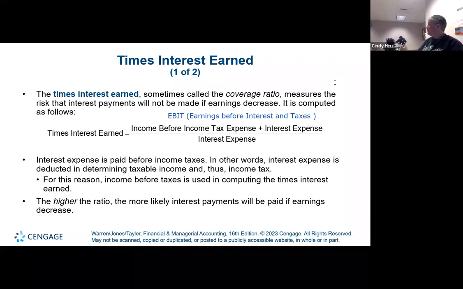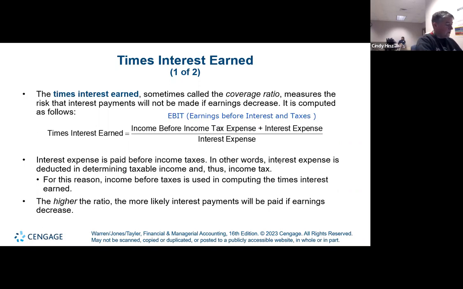We express this as the number of times. And again, it's really a measure of the riskiness. We know that these are all solvency measures. It's a measure of the riskiness. How much earnings do they have coming in to pay their interest? The higher that ratio, the less risky the company is, the more likely that they'll be able to meet their obligations to make those interest payments on time.